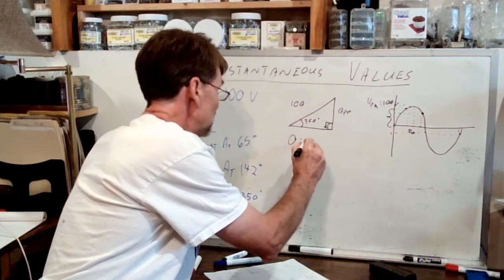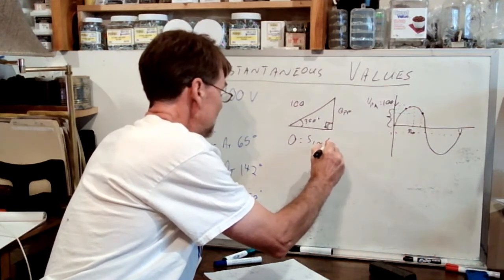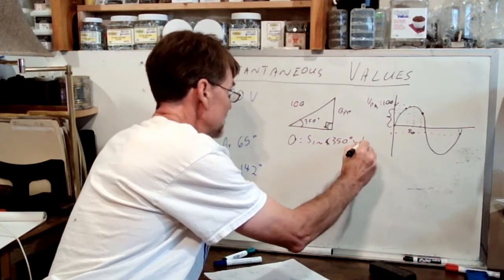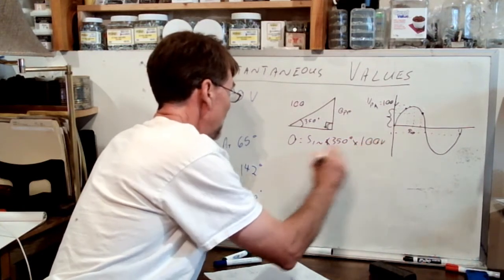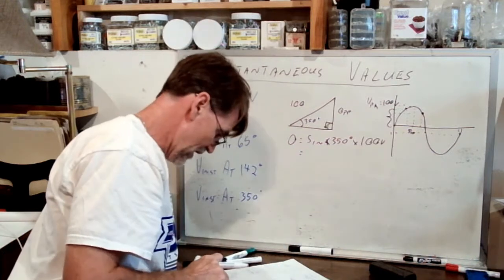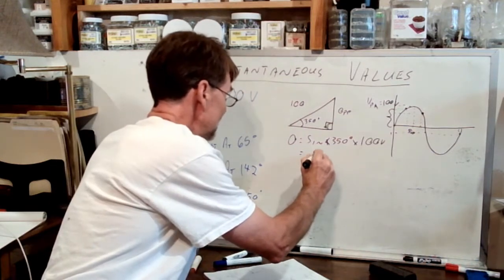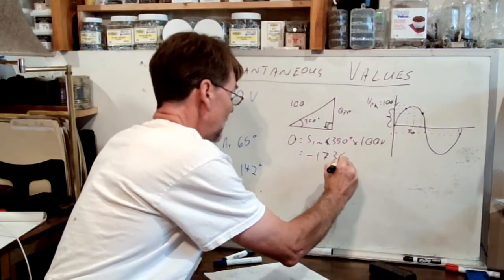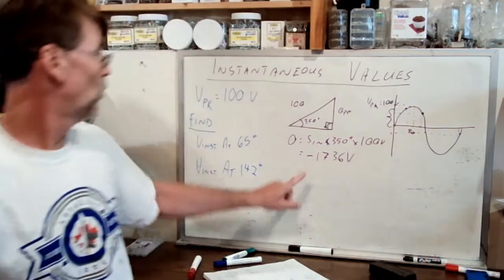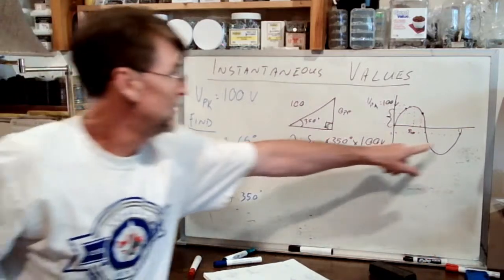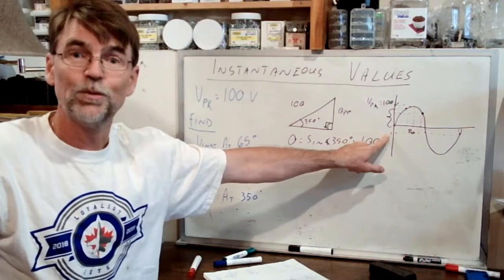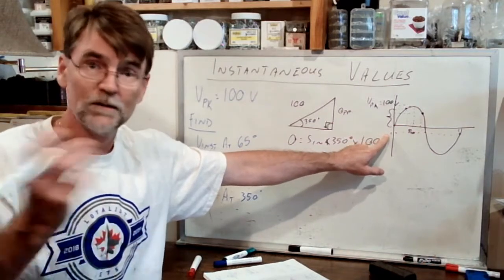So the opposite equals the sine of the angle, 350 degrees, times 100 volts. And we get an instantaneous voltage of negative 17.36 volts. Why did we get a negative answer? Because we're down here, right? That is negative 17.36 volts. Okay, it's all good.